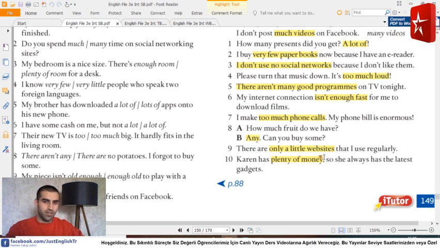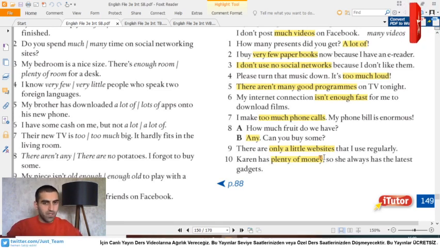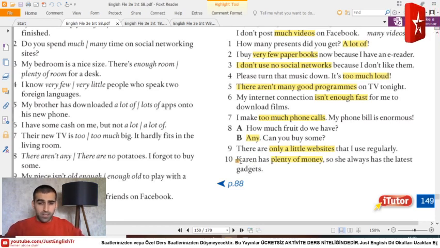El Chupacabra says only a few. Mr. Mustafa says only a few. Melis says a few websites. Yes, that's the correct answer. A few, because we use a little with uncountable nouns. So number 9 is only a few websites. Great. Thanks so much for your awesome answers. Your answers were great for number 9.